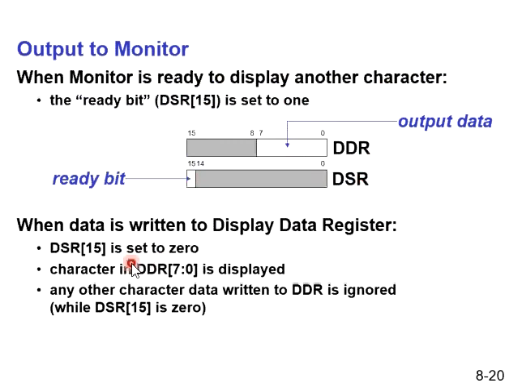But when the character is written to the display data register, at that time the ready bit is 0, to say now DDR is not ready.